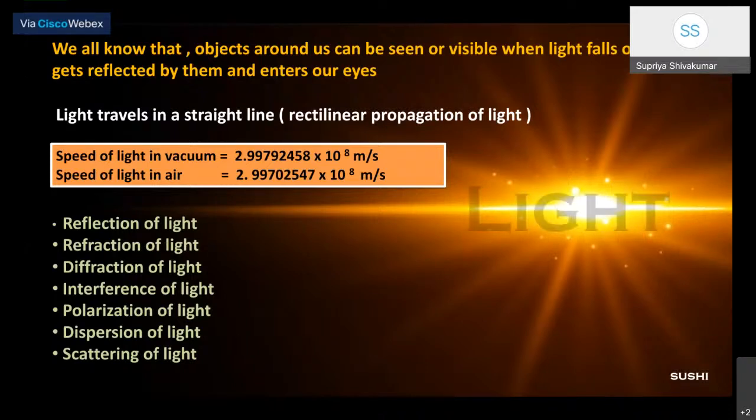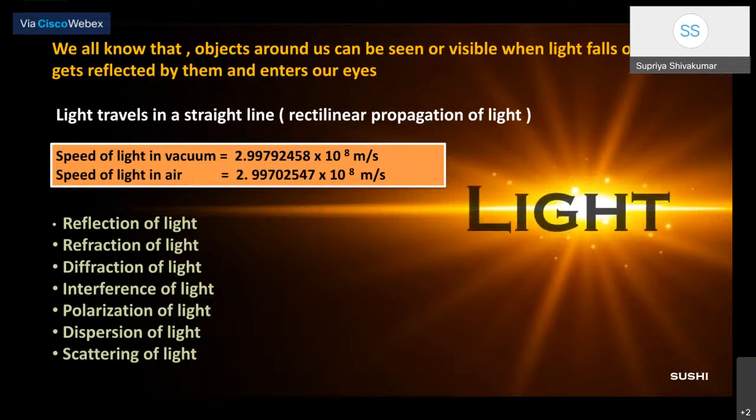Next come the properties that light exhibits. I have listed all the properties that light can exhibit. It can exhibit the phenomena called reflection, refraction, diffraction, interference, polarization, dispersion, and scattering.